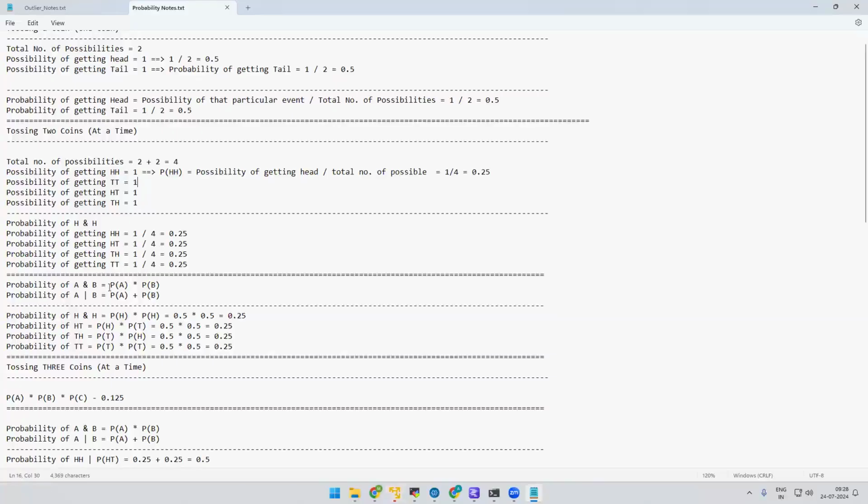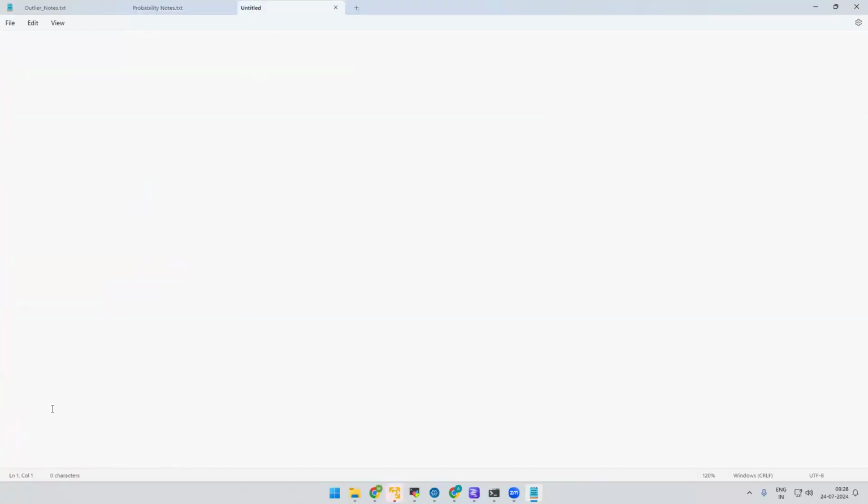So basically, if it is 3 coins, what are the possibilities? What are all the possible events first? Total number of possibilities, maybe 6. What all things do we need to do? We need to find out the possibility of each event. What are those events? You said total number of possibilities are 6. How do you get this 6?